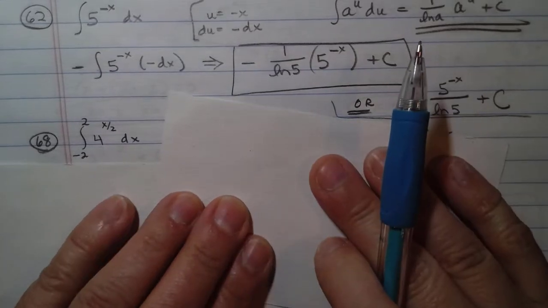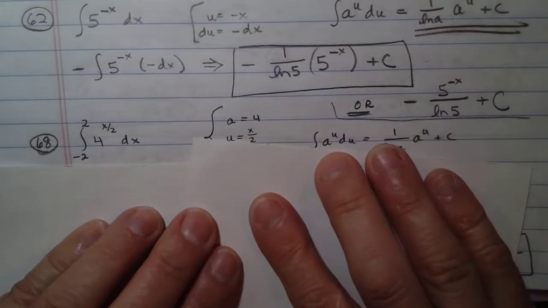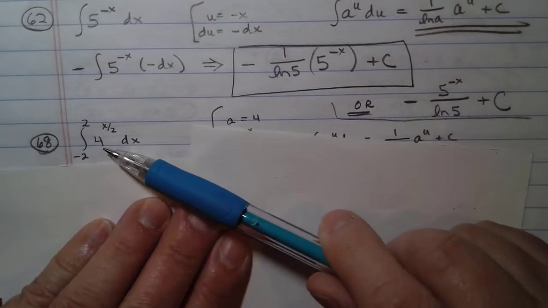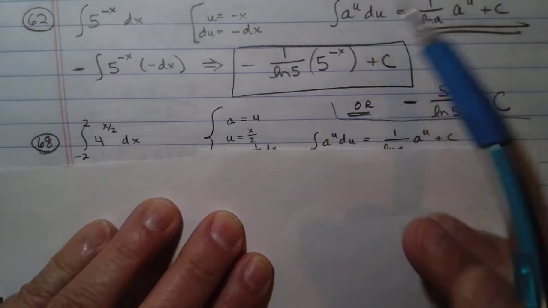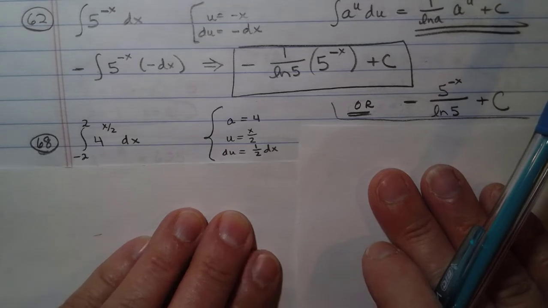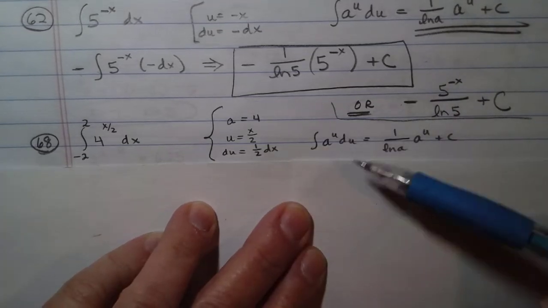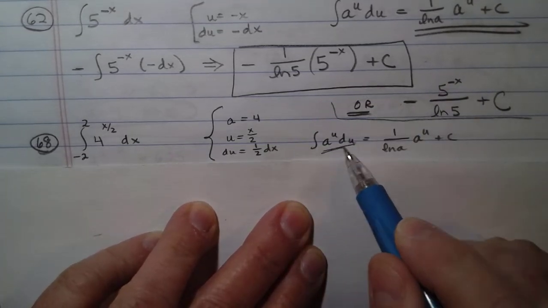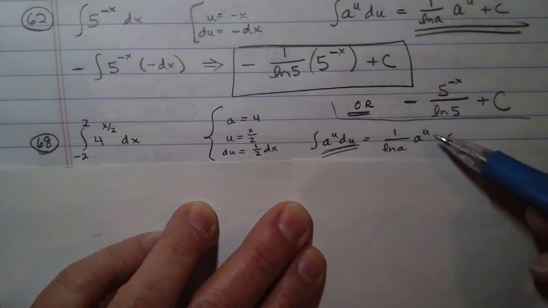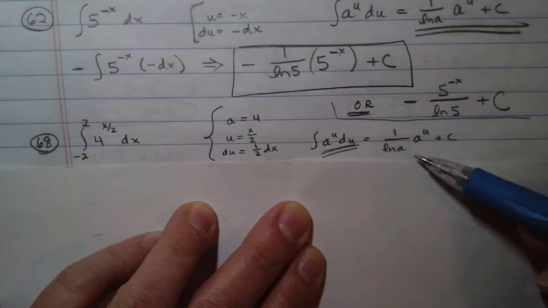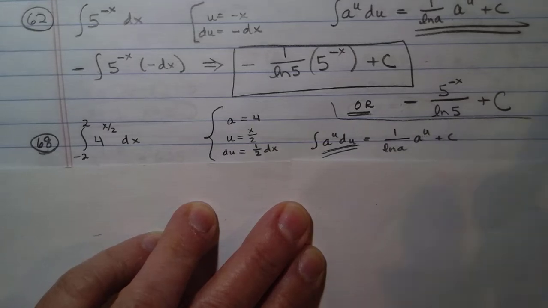All right, 68, we have a definite integral. Let's notice our base is 4. Our u is x over 2. Our du would be 1/2 dx. And I want to get the integrand in the form of a to the u du so that this will integrate to 1 over ln a times a to the u plus c.